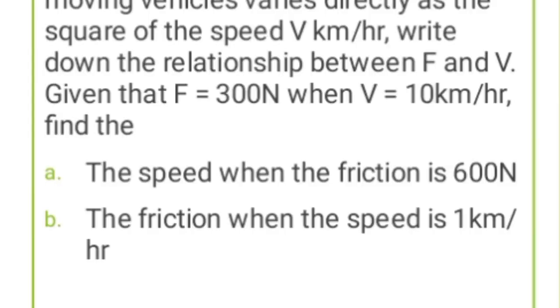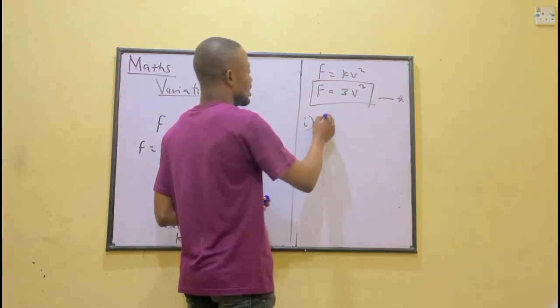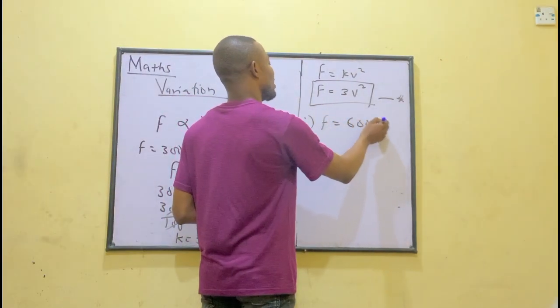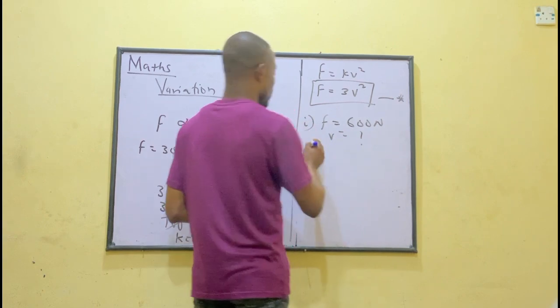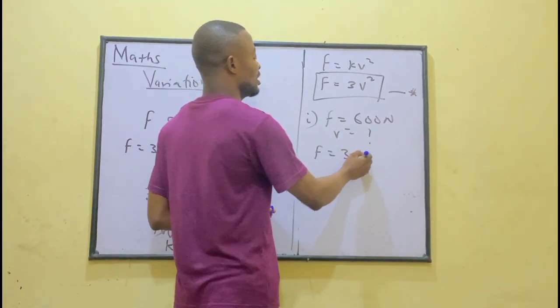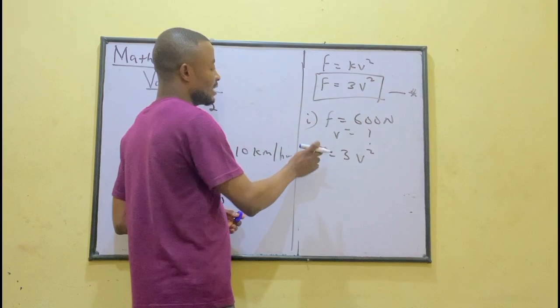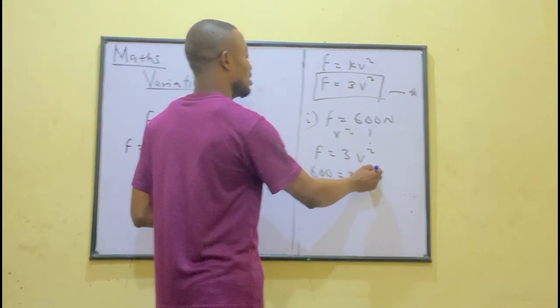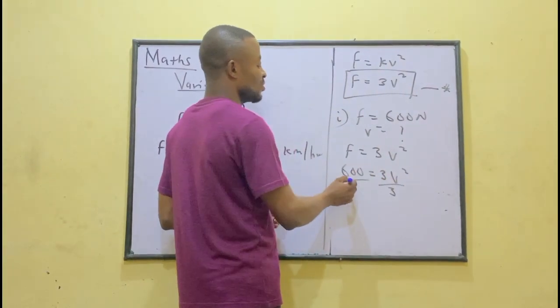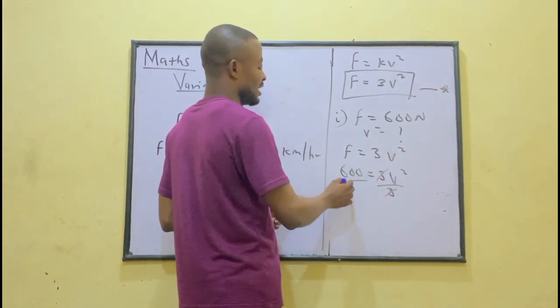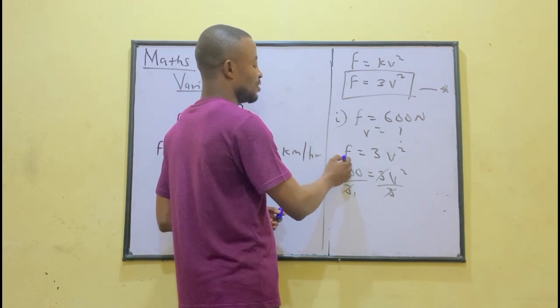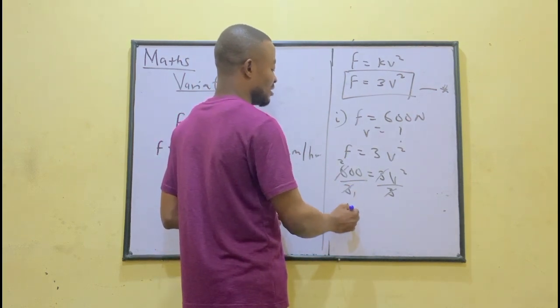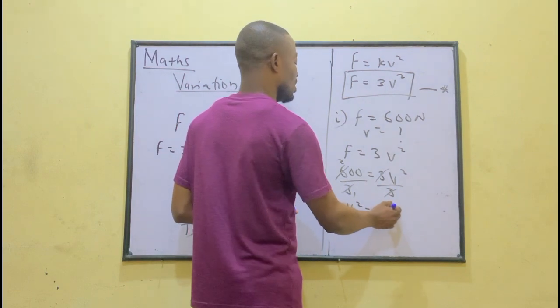Question I says the speed when the friction is 600 Newton. So we have that F is equal to 3V squared. Okay, so since F is equal to 600, you place 600 here, equal to 3V squared. Divide both sides by 3. The 3 cancels out here, 3 here will give you 1, 3 here will give you 2. So from here now we have that V squared is equal to 200.